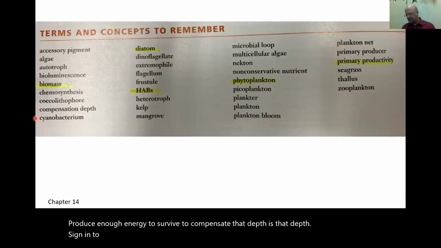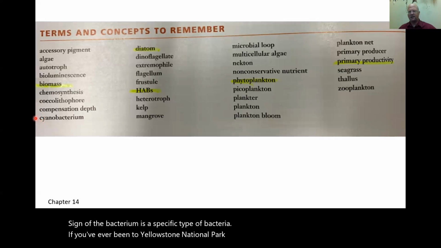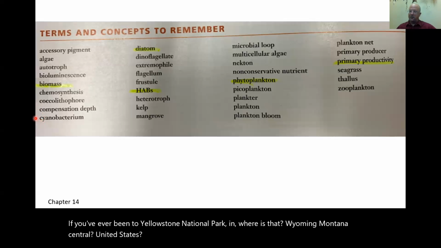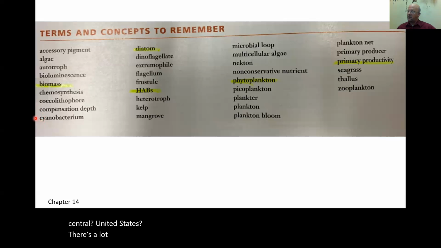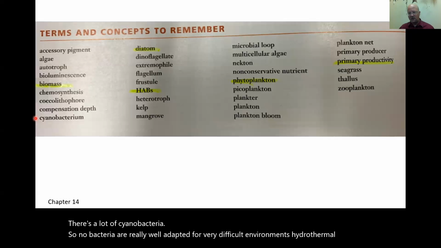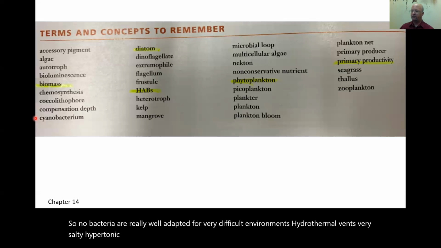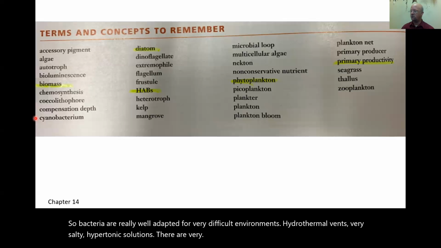Cyanobacterium is a specific type of bacteria. If you've ever been to Yellowstone National Park, in Wyoming, Montana, central United States, there's a lot of cyanobacteria. Cyanobacteria are really well adapted for very difficult environments, hydrothermal vents, very salty, hypertonic solutions. They're very diverse for sure.